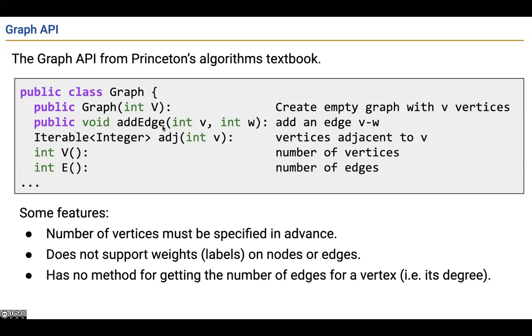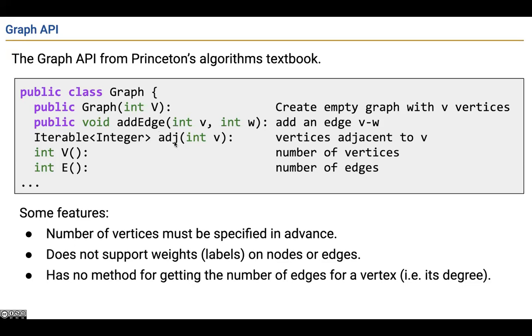So the Princeton textbook says, let's add a method called addEdge, which creates an edge between any two vertices. Notice how we're passing in integers. Why is that okay? Because we enforced earlier that all the nodes in the graph are labeled with integers. That's why these arguments are ints.